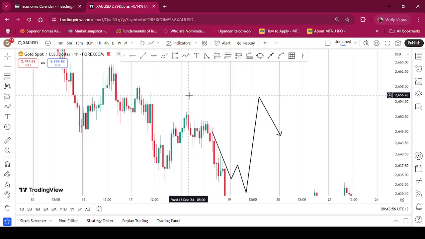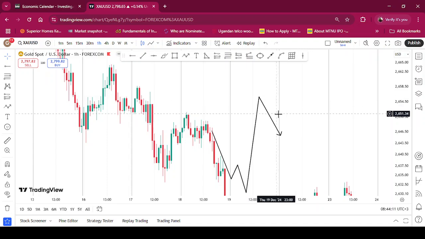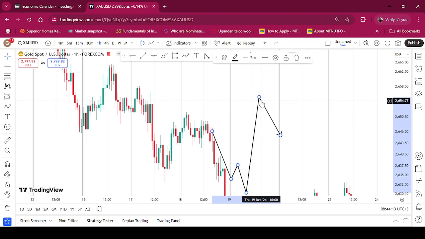So I'm looking for areas which respected the premium and discount levels to actually know which is the best area for me to look at my market structure shift, because people experience such very simple things.